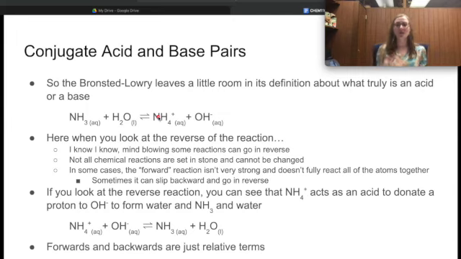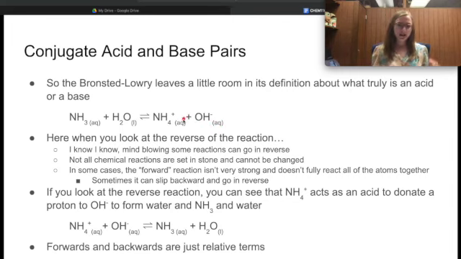So when we're talking about Bronsted-Lowry acids and bases, they leave a little bit of wiggle room in their definition for what's truly an acid or a base. So here, if we go back to looking at that reaction where we have NH3 and H2O, they're going to react to form NH4 plus and OH minus.